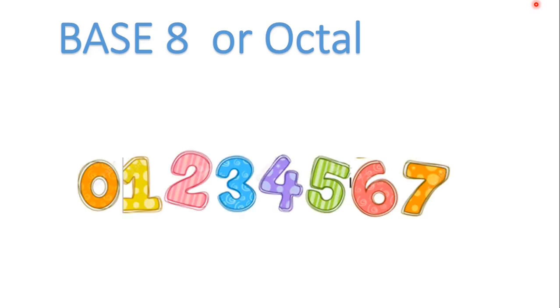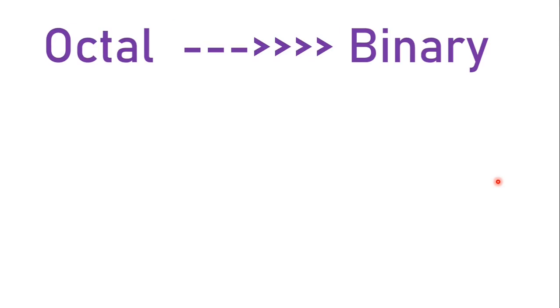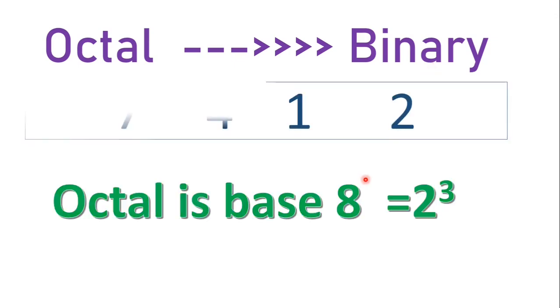We all know that octal is to the base 8. That means in octal we use the numbers 0, 1, 2, 3, 4, 5, 6 and 7. So the first topic is how we convert an octal to a binary. Octal is base 8, that is 2 raised to power 3. Consider that we have to convert the number 7412 into binary.